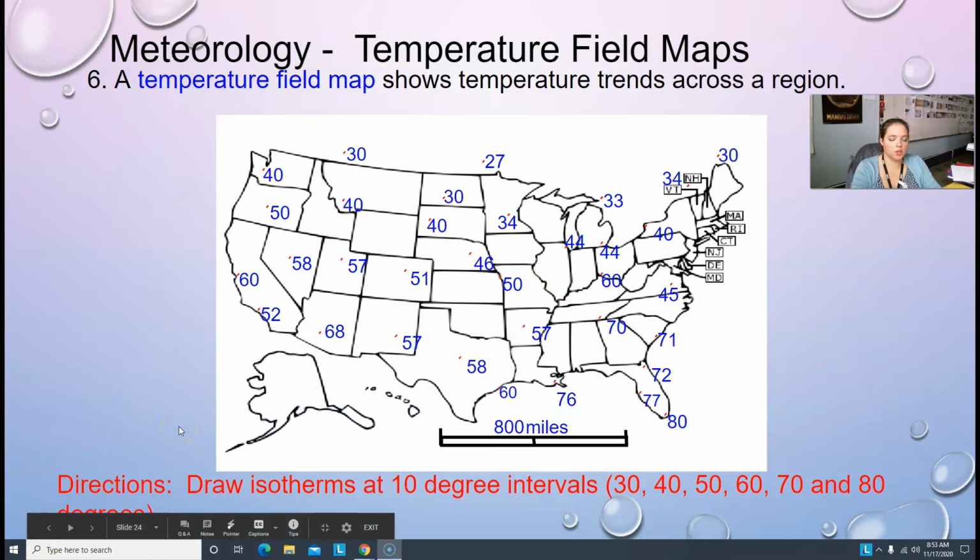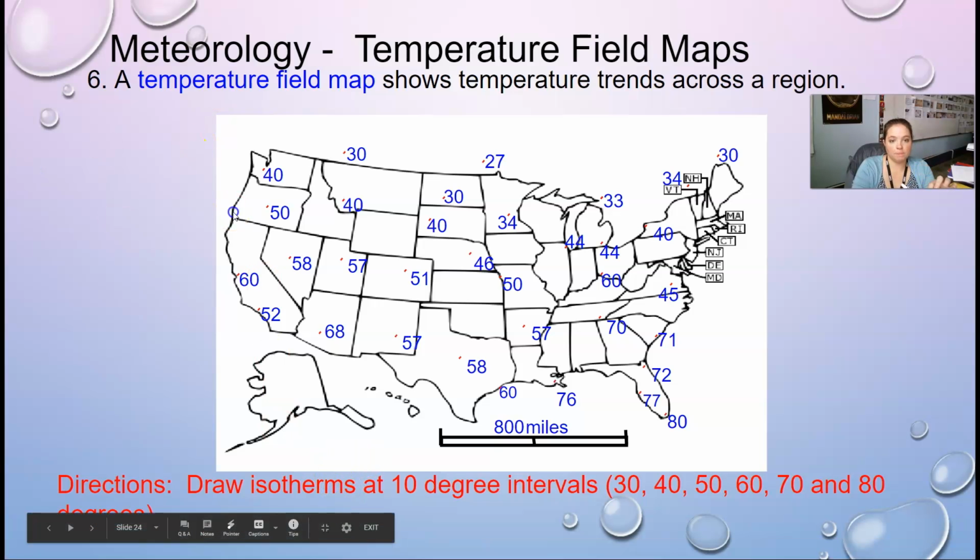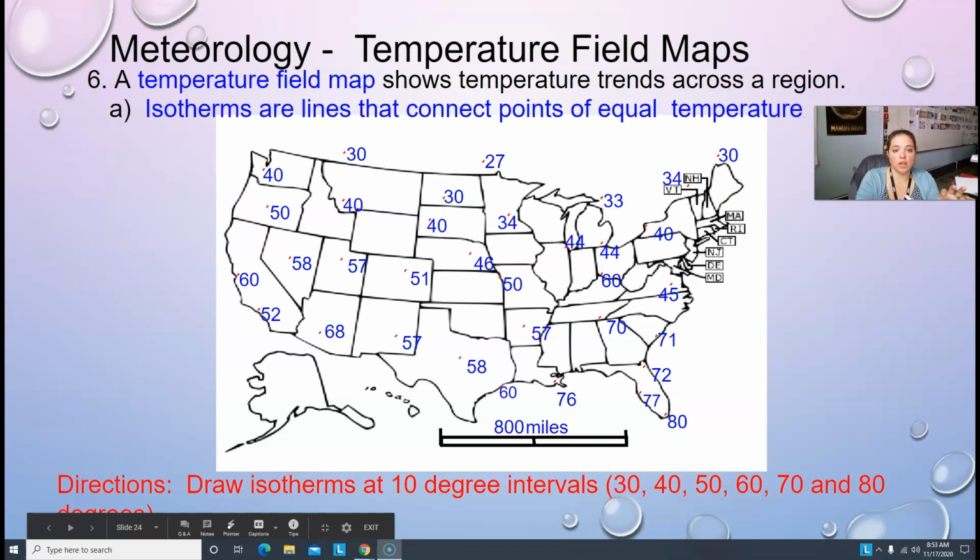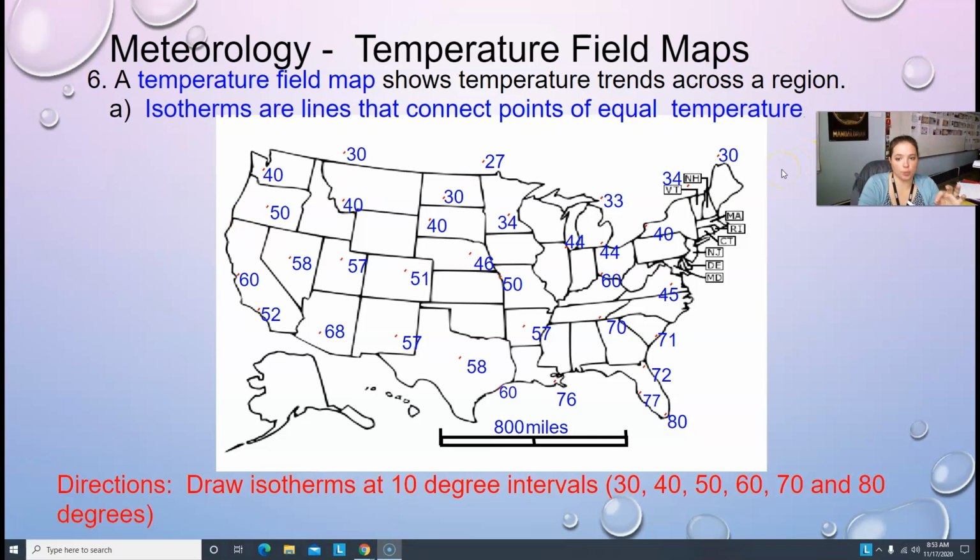So just like I had to do in the beginning, in the intro, with the contour lines, I had you draw contour intervals. Well, you're going to do intervals here, but they're not contour. They're isotherms. Isotherms are lines that connect equal temperature points. So remember, this isn't connect the dots like 30, 31, 32, 33. You want to connect all the 30s. And sometimes you're going to have to add points or dots to help you out.